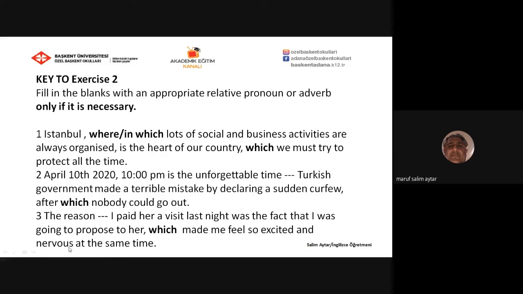The reason I paid her a visit last night was the fact that I was going to propose to her, which made me feel so excited and nervous at the same time. This refers to the whole sentence, given here, actually.